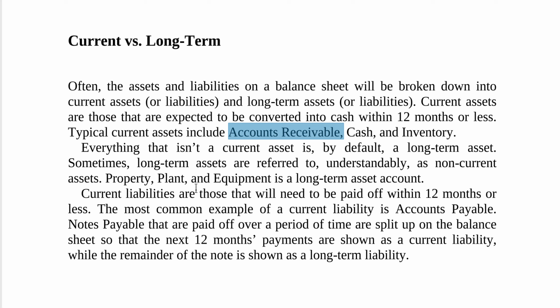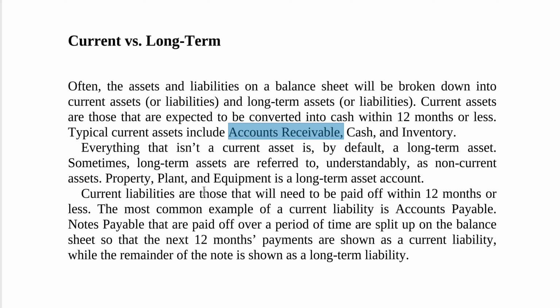Everything that is not a current asset is by default a long-term asset, or non-current asset. As I said, property, plant and equipment is a long-term asset account because we are going to use property, plant and equipment over a long period. We are not going to use it for just 1 month or 2 months. We are going to use a building or office building for long-term continuous use. It's not like we use building A for 1 month and building B for 2 months. No, not like that. Property, plant and equipment are used for long-term benefits, so those are called non-current assets.